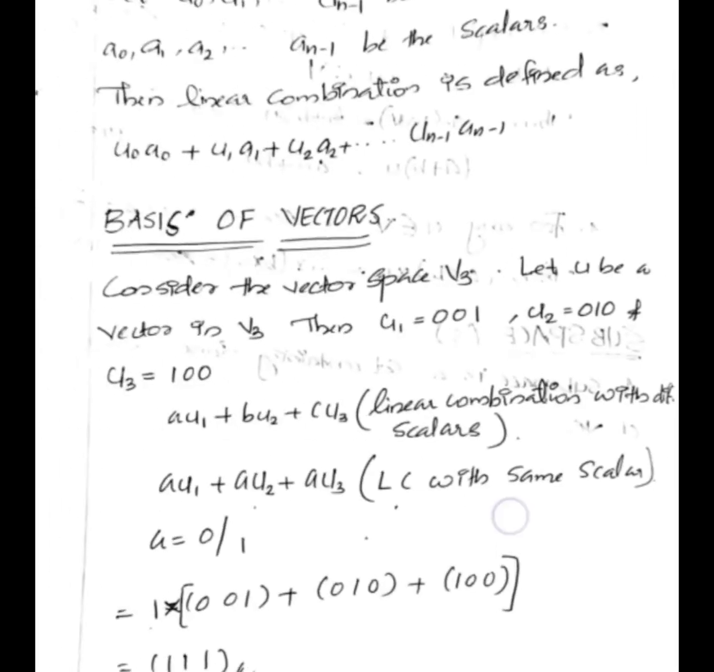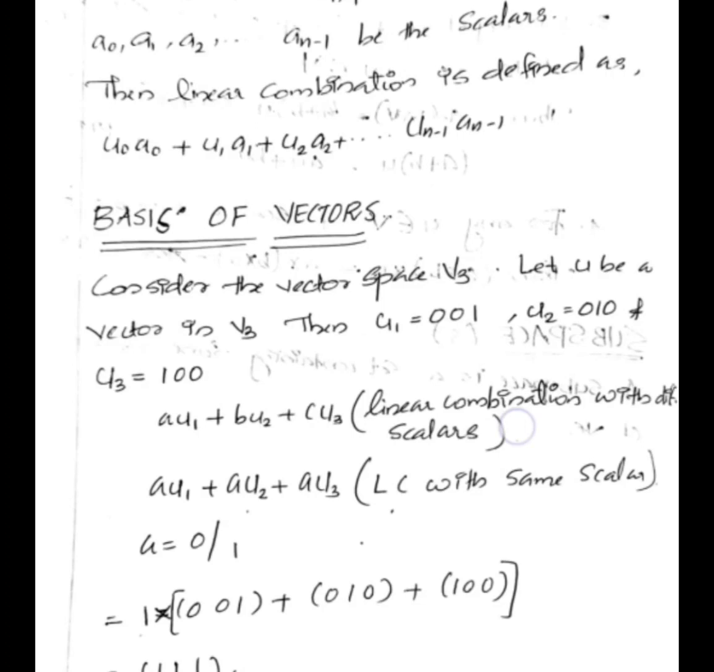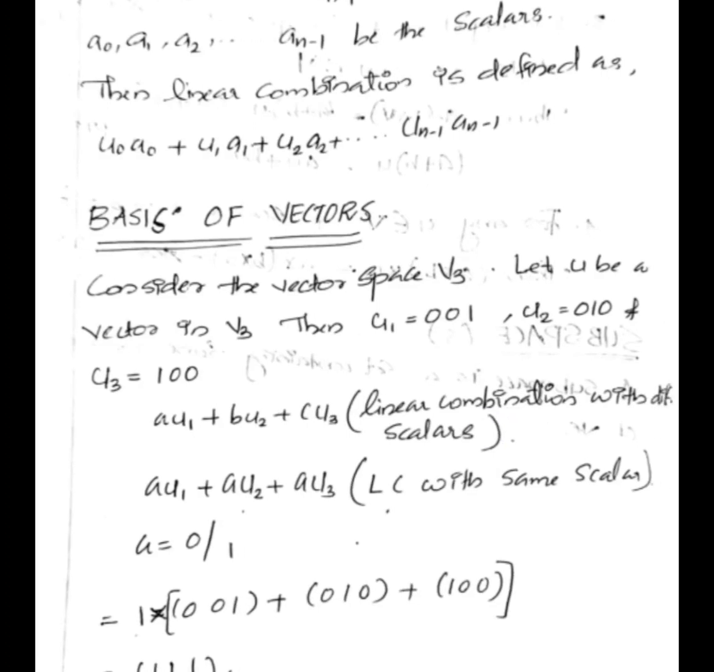Okay. Then linear combination of vectors. Let U0, U1, etc., Un minus 1 be the vectors, and A0, A1, etc., An minus 1 be the scalars. So U0 to Un minus 1 are the vectors, and A0 to An minus 1 are the scalars. Then the linear combination means multiplying both. That is A0 U0 plus A1 U1 plus A2 U2 plus etc., plus An minus 1 Un minus 1. This is the linear combination of vectors.